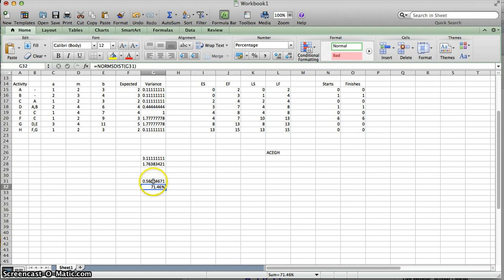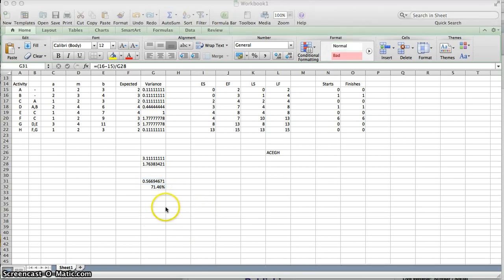Like I said, the nice thing about using the normal statistical distribution in Excel is that you don't have to make modification for negative numbers. You can plug in a negative z. If you're using the table on the back of the book, you would have to look up that negative z as if it was a positive, and then whatever amount it told you in the table, subtract that from 1. And that would be then the probability that you would have the project done.